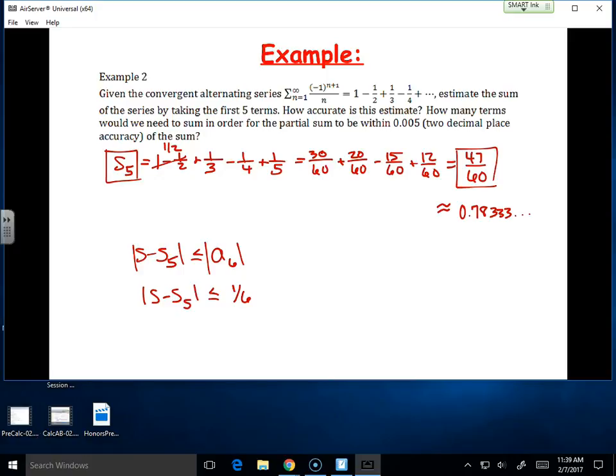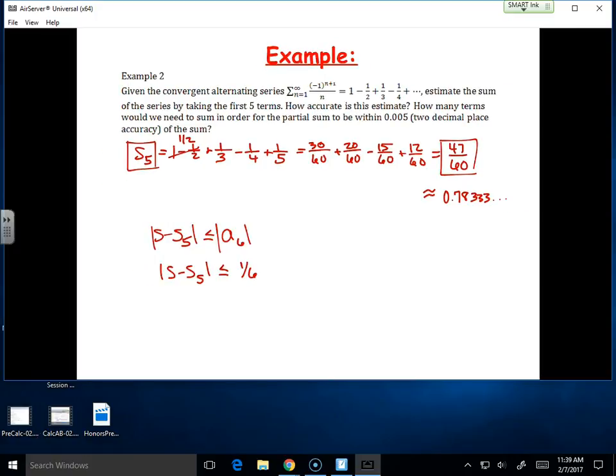Now, hold on. We can get even better than that because we can say S minus 47 over 60 is somewhere between negative 1/6 and 1/6 based on absolute value. And then, can't we solve by adding 47 sixtieths and get an approximation for our sum, a range that is only going to be 1/6 off?